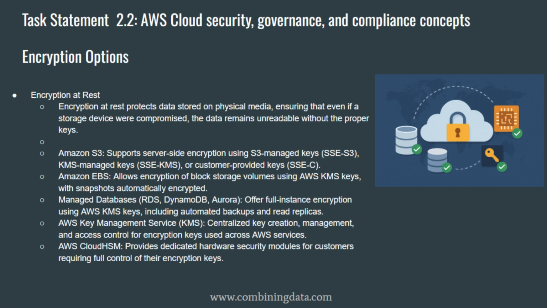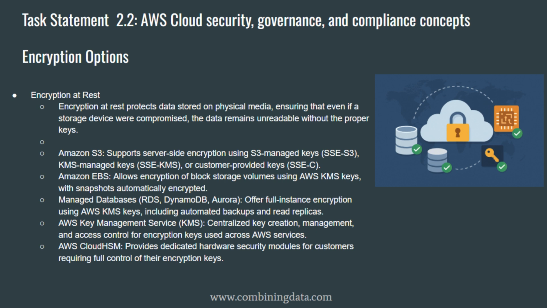Encryption uses AWS KMS keys, ensuring consistency and centralized control. At the center of all this is AWS Key Management Service, KMS. KMS allows you to create and manage encryption keys centrally, control who can use those keys through IAM policies, and audit key usage using CloudTrail. This makes KMS the backbone of encryption at rest across AWS.